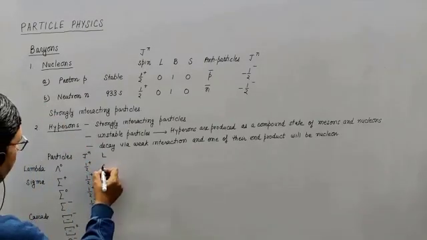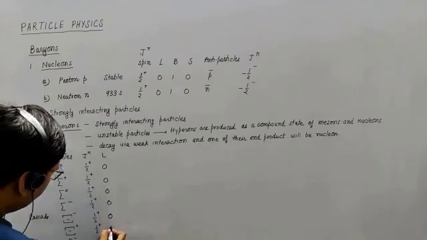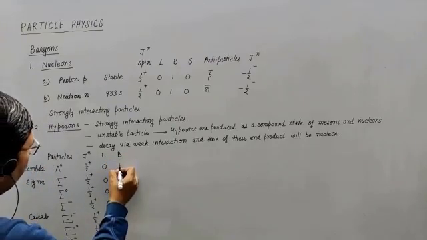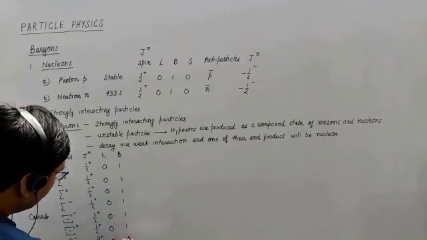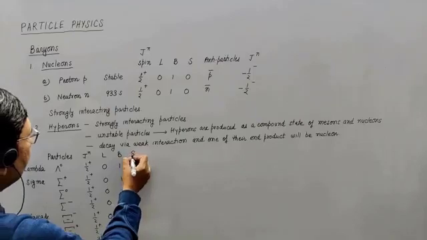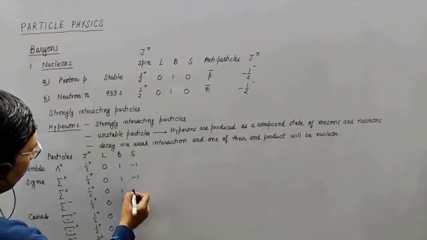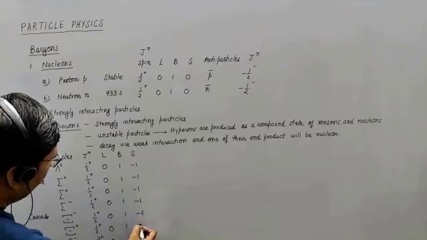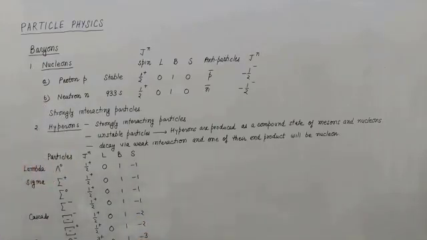So their L number is 0. L number for these particles is 0. They are all baryons, so their baryon number is 1. They are also strange particles, so they have some strangeness quantum number. This is -1, this is -1, -1, this is -1, this will be -2, -2 and -3. These are the strangeness quantum numbers for these particles.